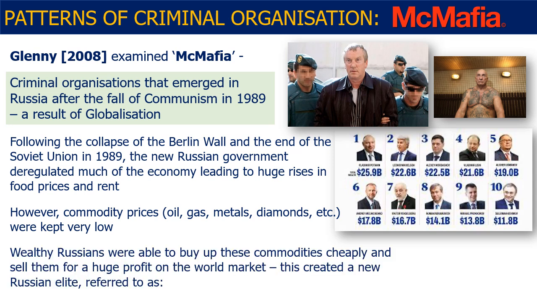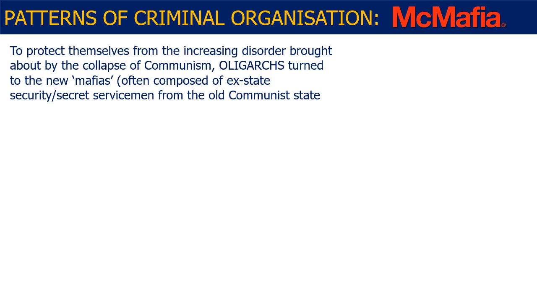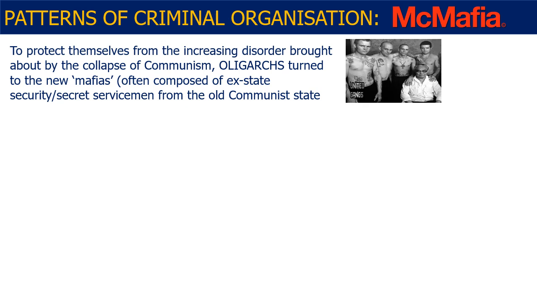What this opened the door to were very wealthy Russians able to buy these commodities cheaply and then sell them for a huge profit around the world market, what they weren't able to do before. And that created a new Russian elite, which was referred to as the oligarchs, which is a word you may have heard before. So to protect themselves from the increasing disorder that was brought about by the collapse of communism, the oligarchs turned to the new, what were referred to as mafias, which were often composed of ex-state security secret servicemen that were from the old communist state.